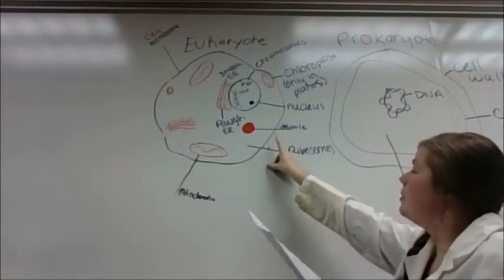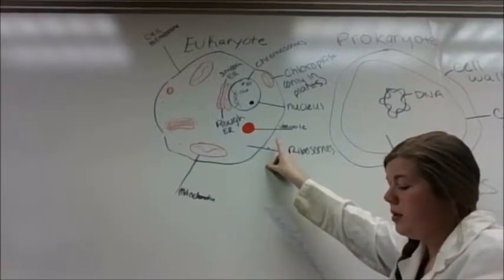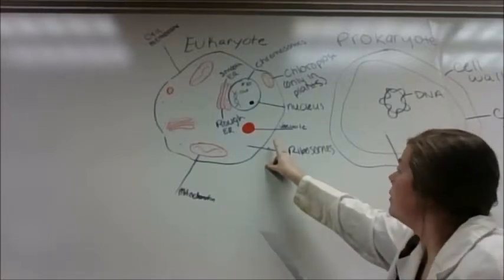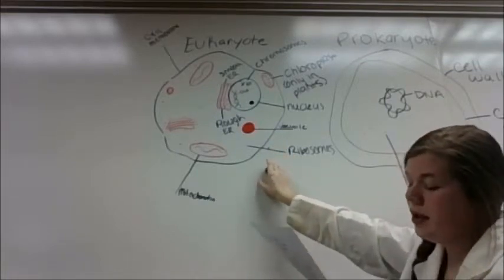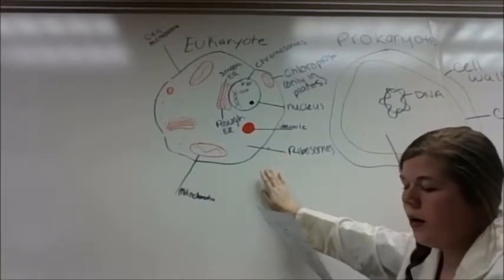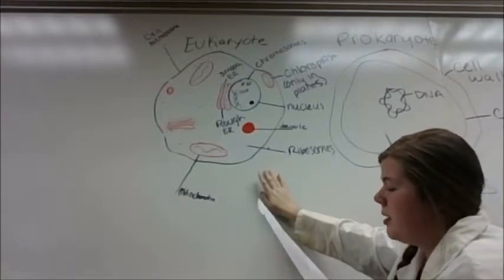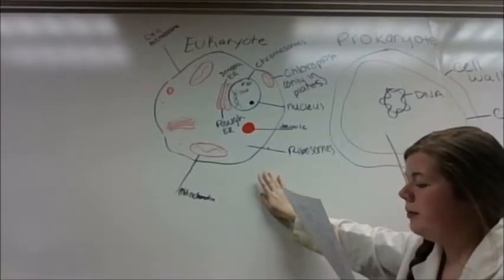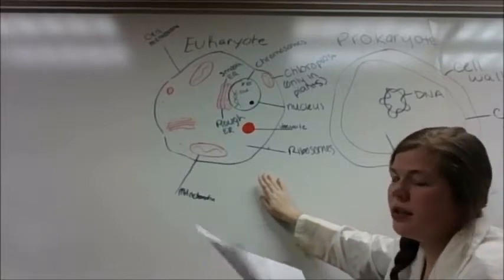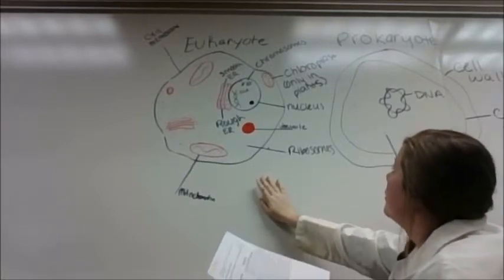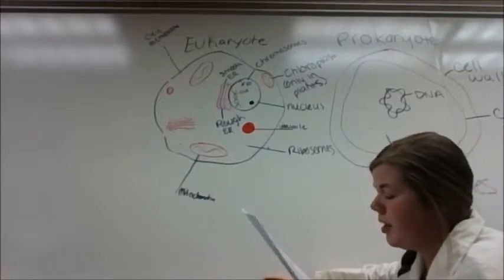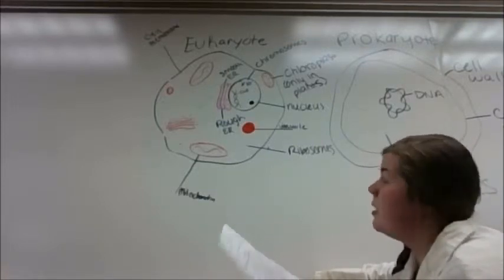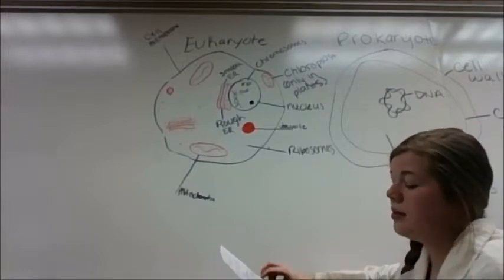The nucleus is the membrane around the DNA. And chloroplast is only in plants, and that is where the photosynthesis occurs. And chromosomes are made up of proteins and DNA, and they carry genes and genetic information.